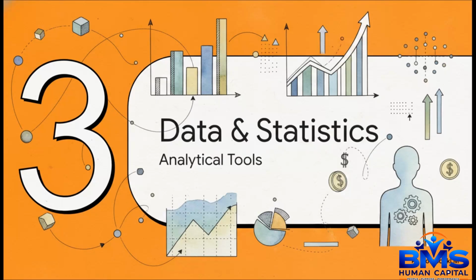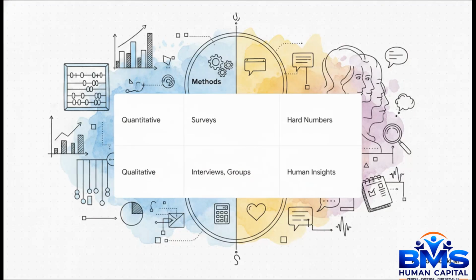Next up is Section 3, Data Types and Statistics as Analytical Tools. Let's see how this all builds together. A truly comprehensive HR analysis requires both sides of the data coin. On one hand, you've got quantitative analysis. These are your hard numbers, often gathered through structured surveys. On the other hand, you absolutely need qualitative analysis. This gives you the rich, human insights gathered from tools like interviews, focus groups, and observation techniques.